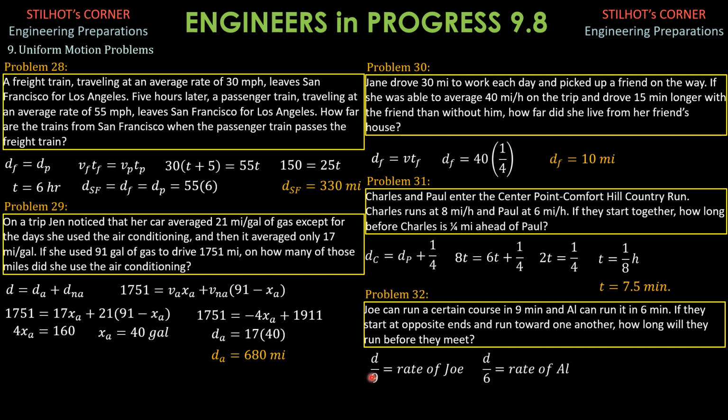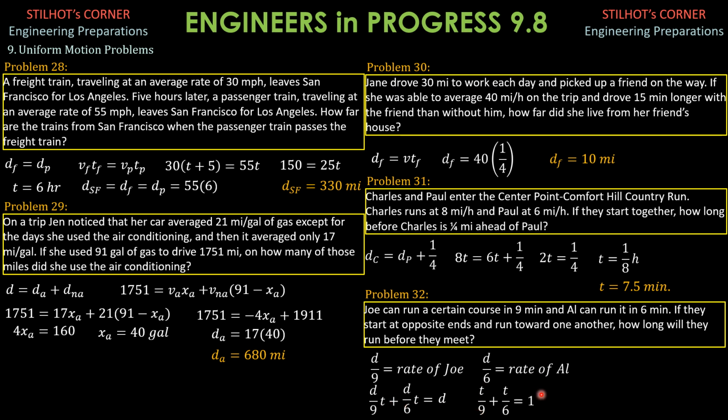So rate times time is distance. The distance traveled by Joe plus the distance traveled by Al is equal to d, because the distance is the same until they meet. So d over 9 times t, because they start at the same time, plus d over 6 times t equals d. We can cancel d common to both sides of the equation. Then this reduces to t over 9 plus t over 6 equals 1.